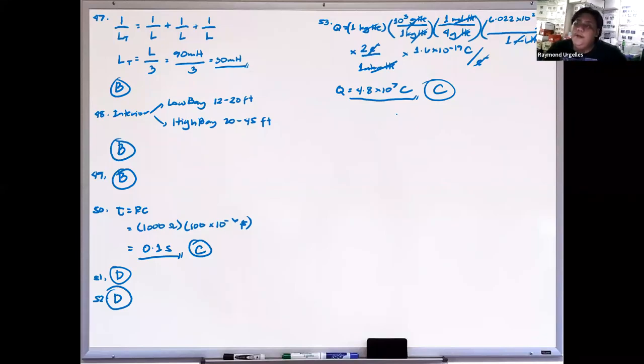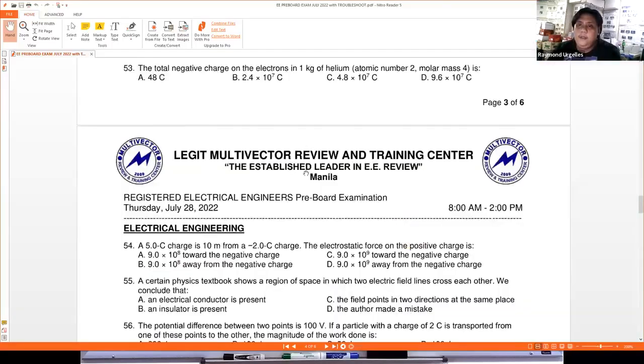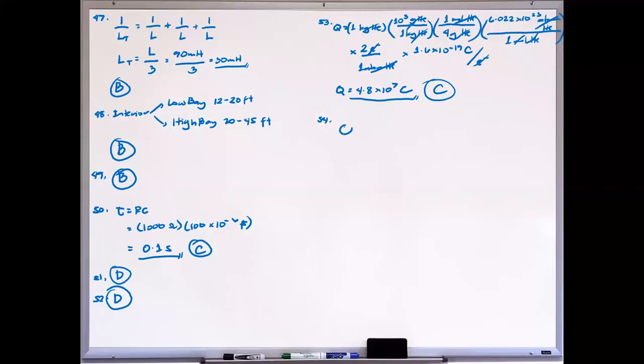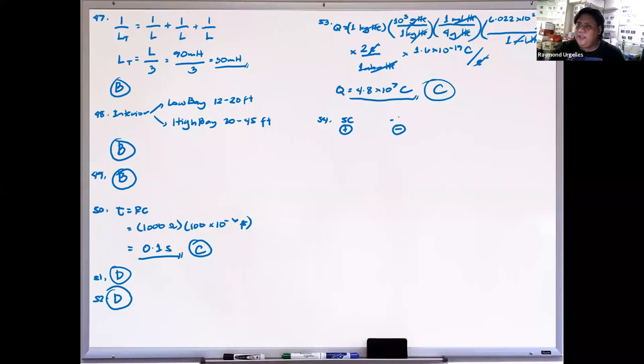So for 53. Okay, 54. Dito coulombs law lang. Ang given sa atin yung dalawang charge, hinahanap yung electrostatic force on the positive charge. We are given 2 charges: isang positive charge, that's 5 coulombs, and isang negative charge, that's negative 2 coulombs. They are separated by 10 meters. Yung tanong sa atin is the force on the positive charge, so let's analyze the positive charge.